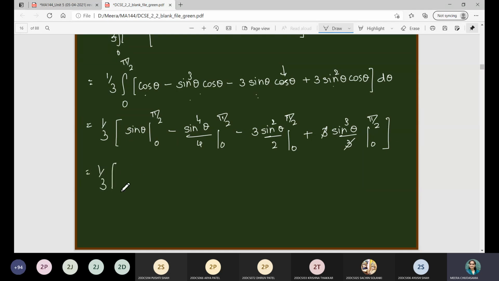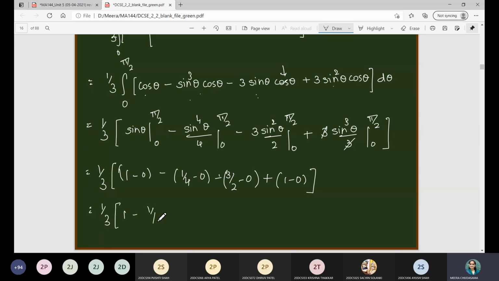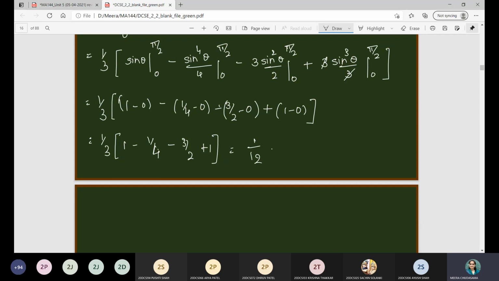So 1 by 3, sine 0 is 0 and sine pi by 2 is 1. So this is 1 minus 0. This one will be 1 by 4 minus 0. This one will be minus 3 by 2 minus 0, right? And this one will be plus 1 minus 0. This is the parenthesis. When you simplify this, 1 minus 1 by 4 minus 3 by 2 plus 1, you will get the answer as 1 by 12. So that is the final answer after solving this integration, right?